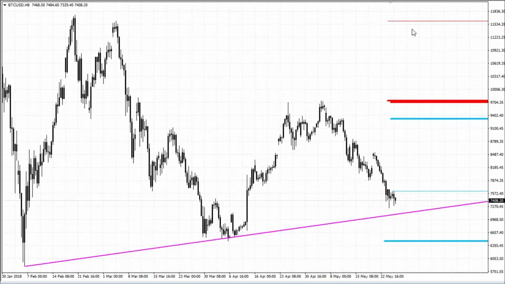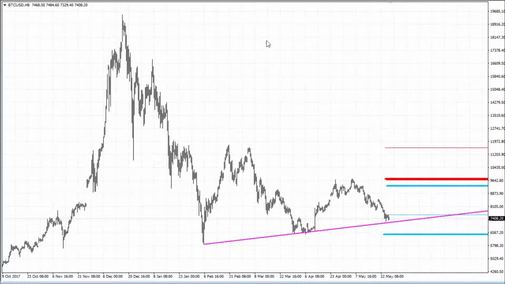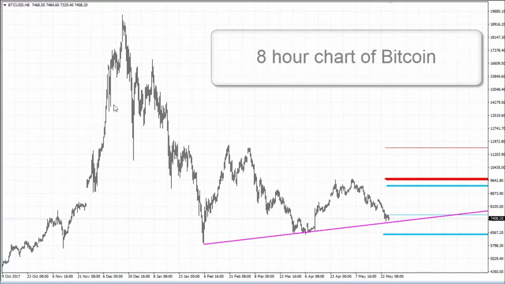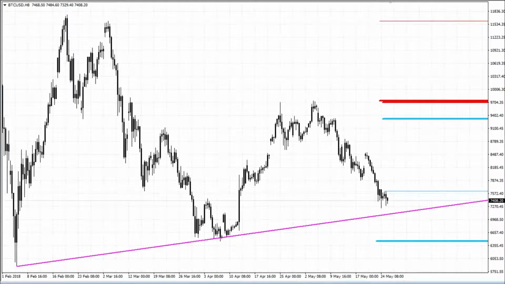Now, in my previous video that I posted last week, I mentioned some important levels on Bitcoin to keep an eye on. And if we just zoom back a bit here so we can actually see the full picture on Bitcoin, you can actually see exactly these levels on my chart. What I'm looking at here is an 8-hour time frame chart of Bitcoin. Let me zoom in here.